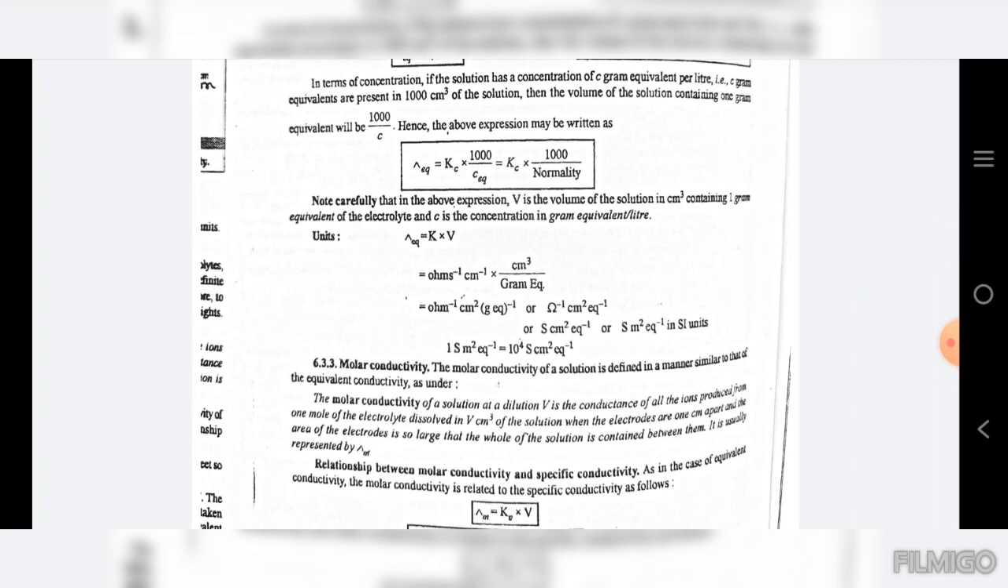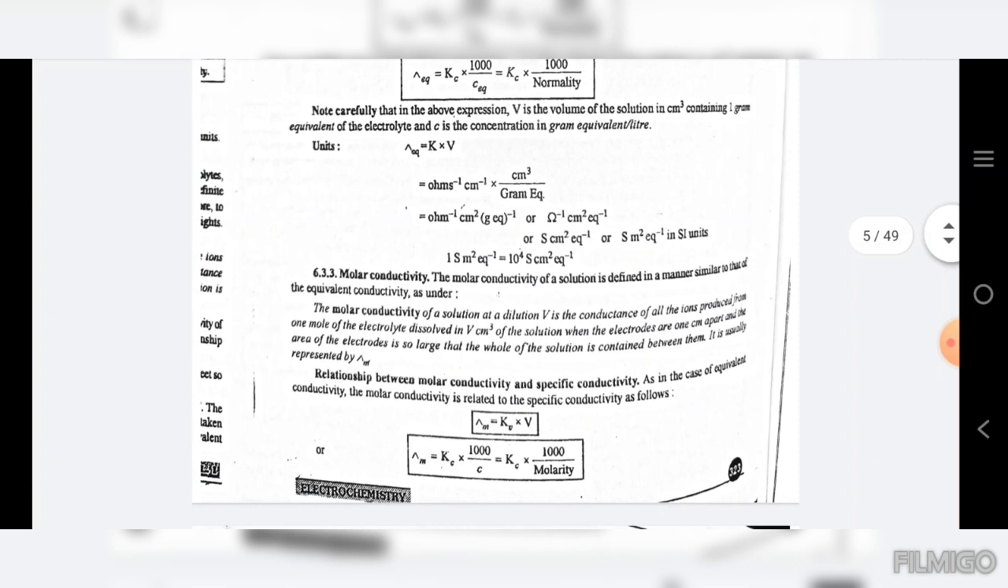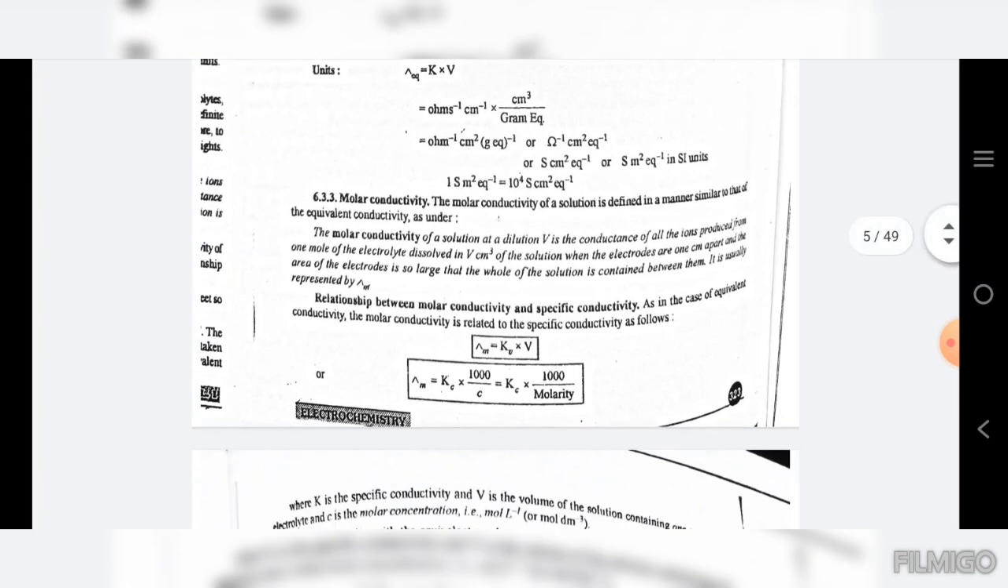Hence the above expression may be written as, you can see this. Note carefully that in the above expression, V is the volume of the solution in centimeter cube containing 1 gram equivalent of the electrolyte and C is the concentration in gram equivalent per liter.